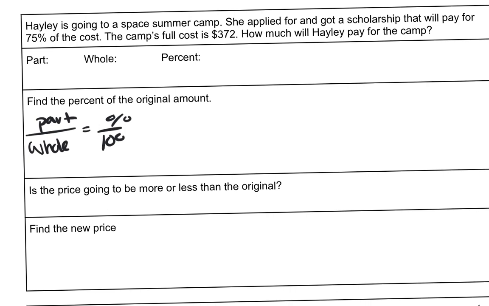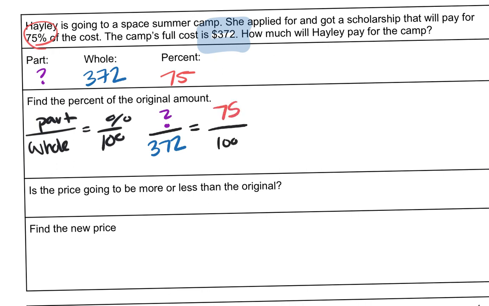Well, the first thing I see is that there's a percent, it's 75. And the full cost is $372. That's the whole. And we are always looking for the part in tax, tip, and discount problems. So the part is the thing I don't know, the question mark, divided by the whole, which is 372, equals our percent, 75, divided by 100.